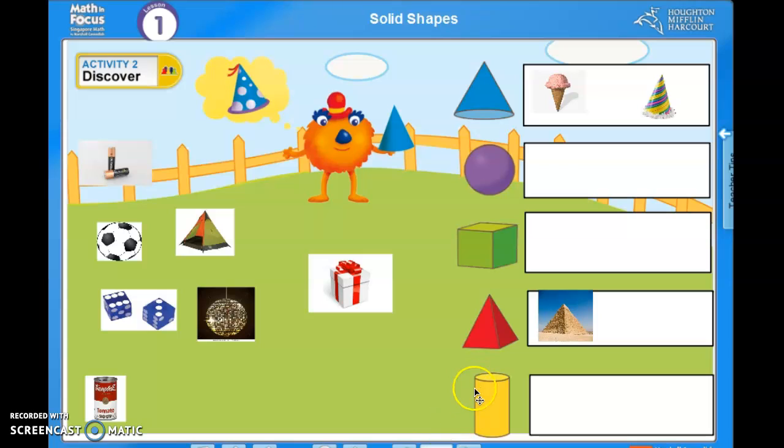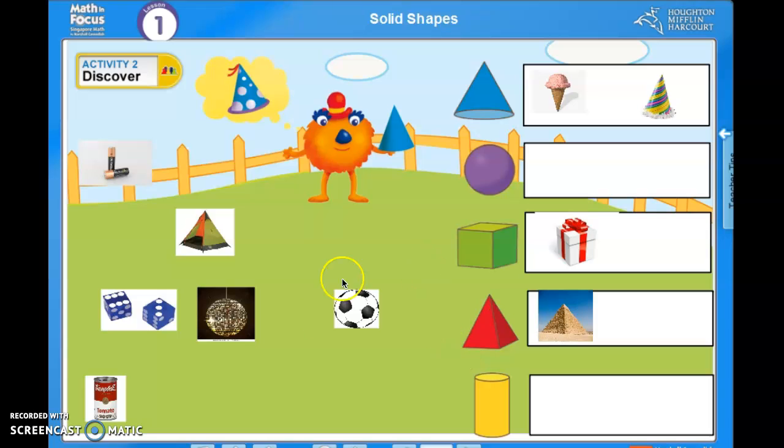Which one of these? If you can't remember the name of them, say the color of the shape. This is a green. It matches the green cube. All right, boys and girls, what about the soccer ball? What shape does this soccer ball match? Say the color, or you can say the name if you remember the name. It matches the purple sphere.